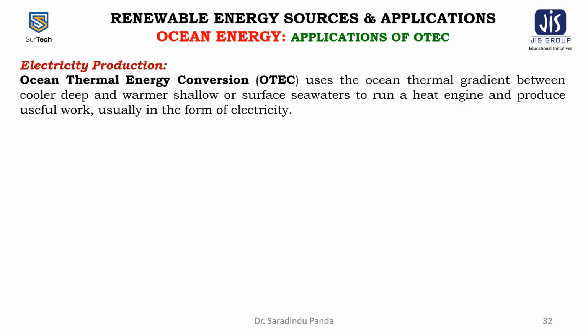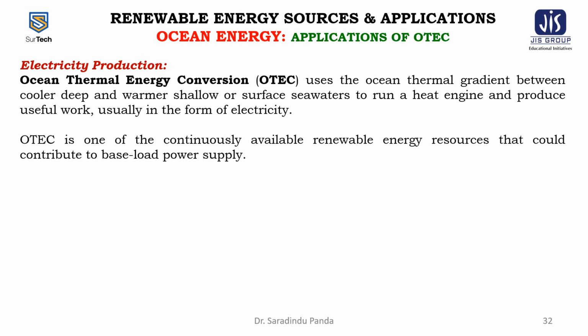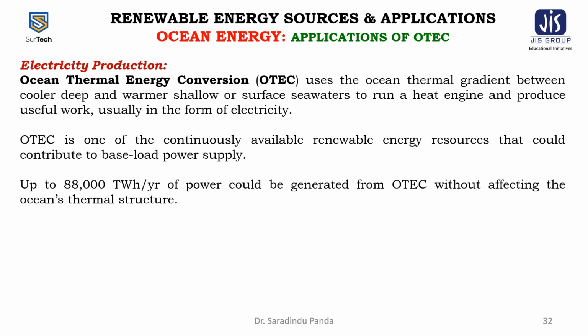Electricity production is the first application of OTEC. Ocean thermal energy conversion uses the ocean thermal gradient between the cooler deep and warmer shallow or surface sea waters to run a heat engine and produce useful work, usually in the form of electricity. OTEC is one of the continuously available renewable energy resources that could contribute to the base load power supply. Up to 88,000 terawatt hours per year of power could be generated from OTEC without affecting the ocean's thermal structure.